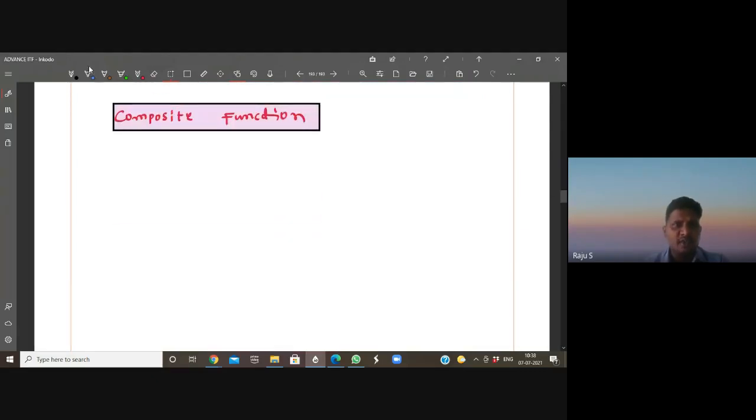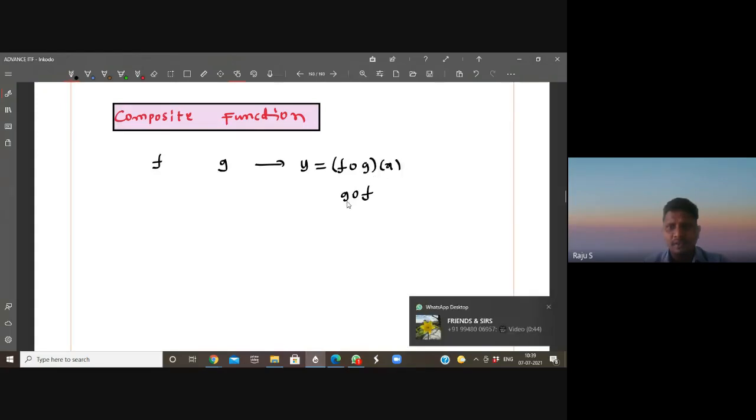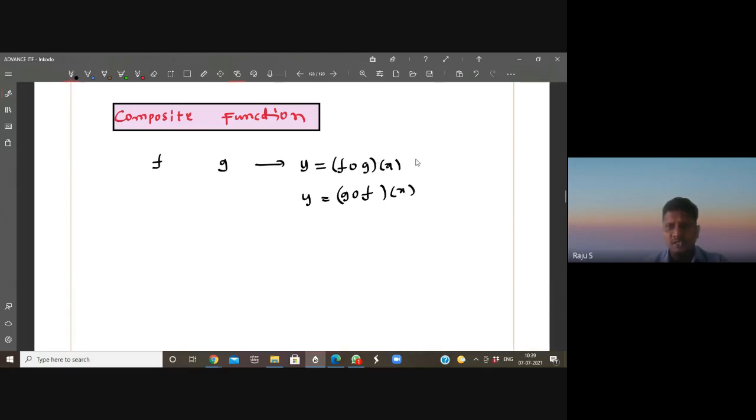Then composite function means, as we say, f and g are any two functions. The composition of these two functions can be written as f circle g or g circle f. If I take y as a function of x, it means f circle g of x, and y may be g circle f of x. Now, how can you differentiate here? This can be written as f of g of x, and this can be written as g of f of x.